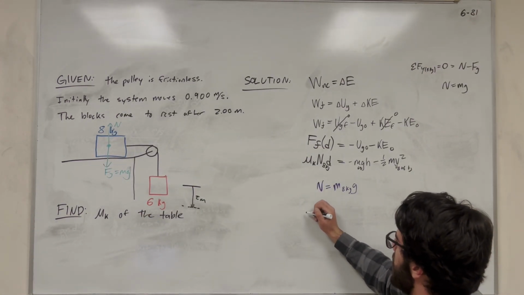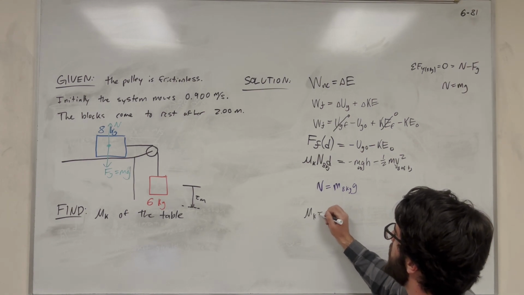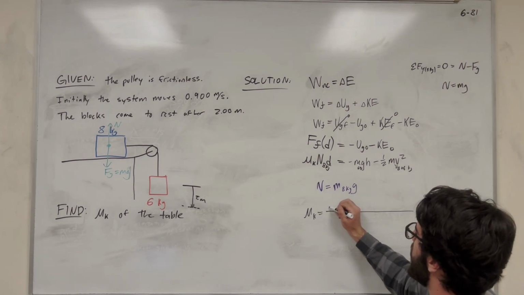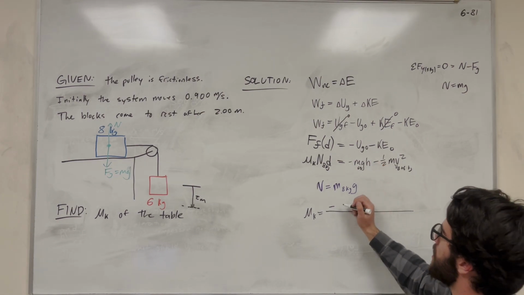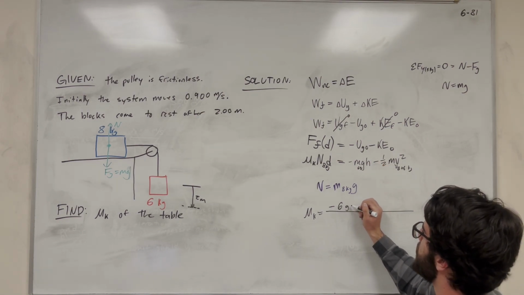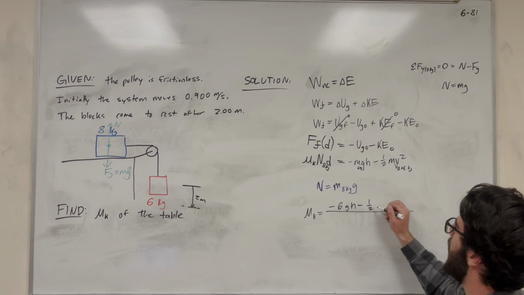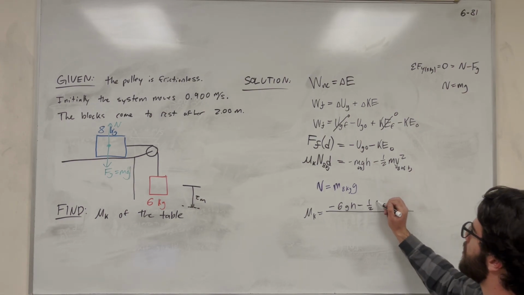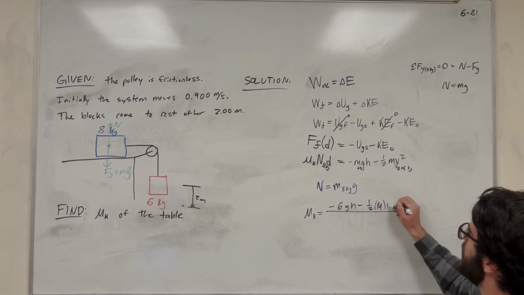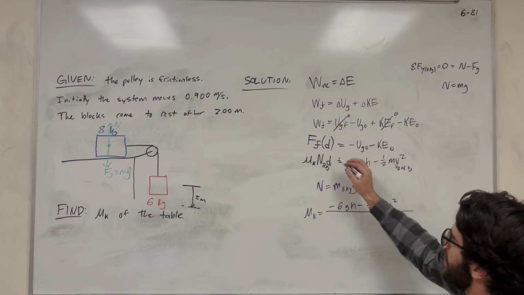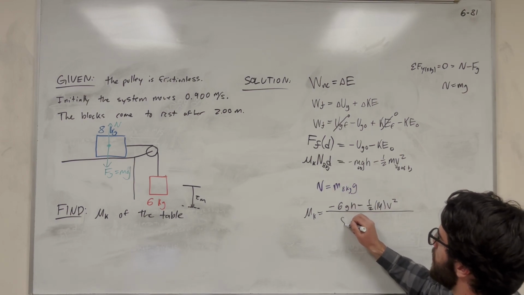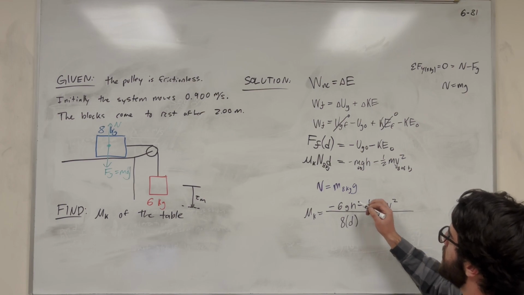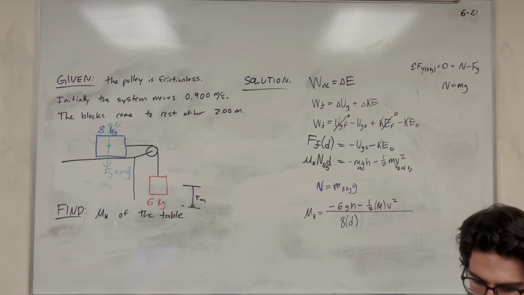So then we rearrange this equation. Coefficient of kinetic friction is equal to negative, so the mass of this one is 6 kilograms, so let's plug in 6 times gravity times height, minus 1/2. This one is 8 plus 6 kilograms, so let's plug in 14, and then velocity squared. And then we're dividing by, again, the mass of the 8 kilograms, so we're going to divide by 8 times distance, and this is our equation.